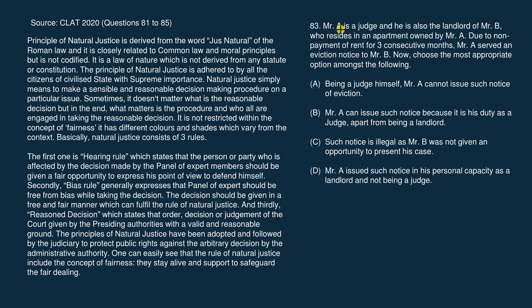83. Mr. A is a judge and is also the landlord of Mr. B, who resides in an apartment owned by Mr. A. Due to the non-payment of rent for 3 consecutive months, Mr. A served an eviction notice to Mr. B. Now choose the most appropriate option amongst the following. So we have 3 rules: hearing rule, bias rule, and reasoned decision. Okay, let's talk about hearing rule.